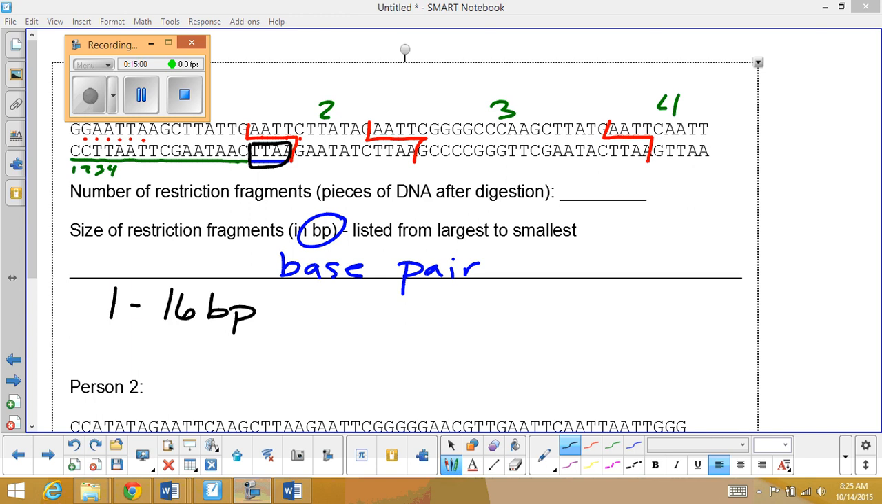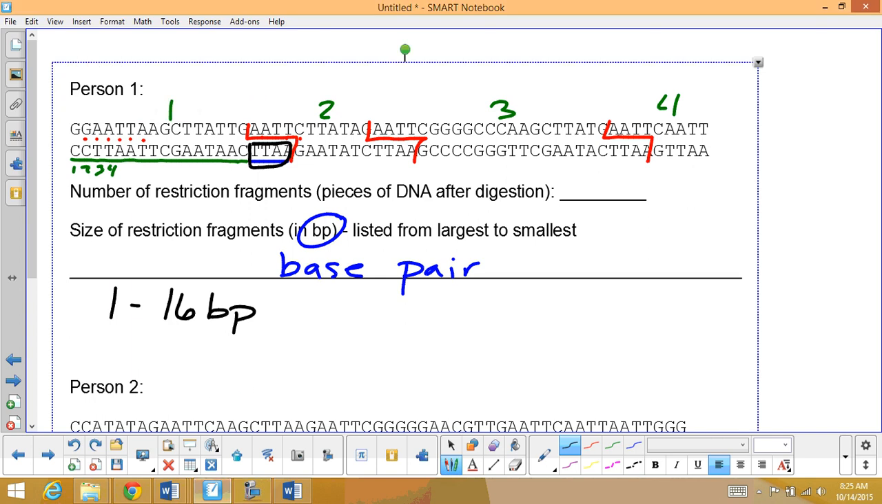All right, and we're back. So segment 2, how many base pairs do we have for segment 2? 7? Do we agree with 7, ladies and gentlemen? So we got 7 base pairs for that.